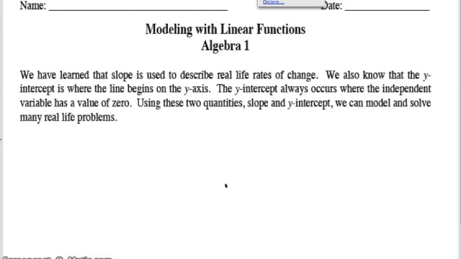So we've talked about slope, and we've talked about how the slope relates to real-life rates of change. So some examples of that would be miles per hour.